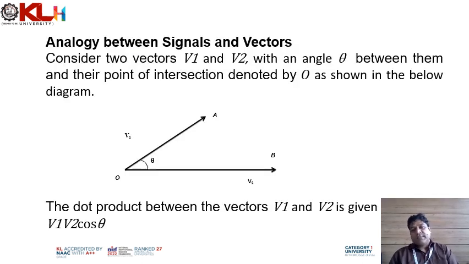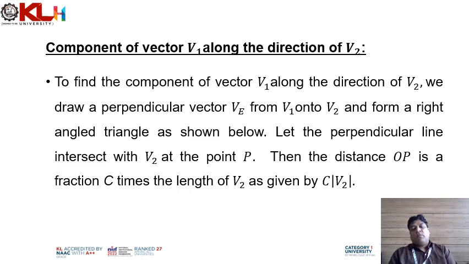Now we are going to discuss the analogy between signals and vectors. If you consider two vectors v1 and v2 with an angle of theta between them, we can write the dot product between the two vectors v1 and v2 as v1 v2 cos theta. Now we are going to discuss what is the component of the vector v1 along the direction of the vector v2.